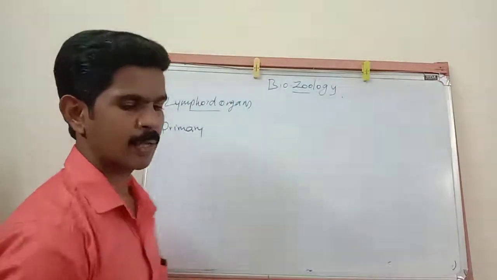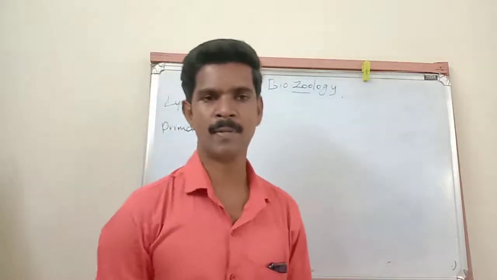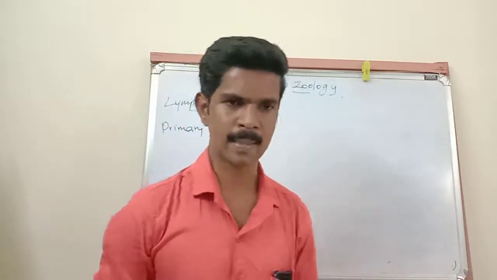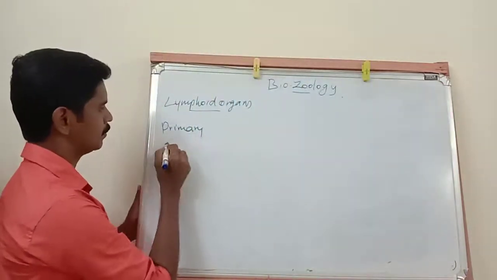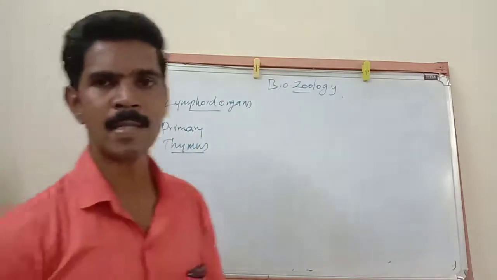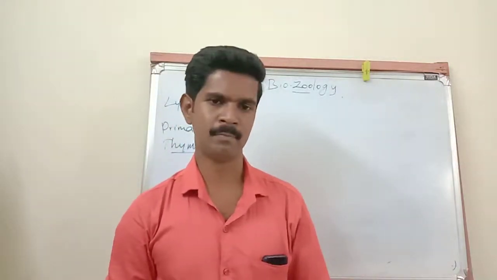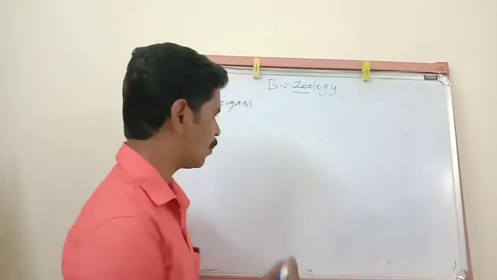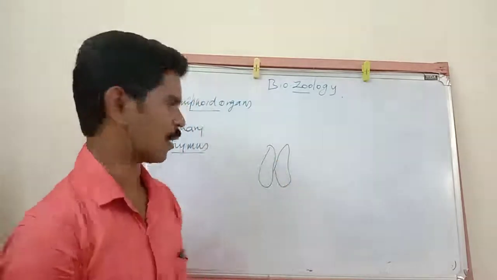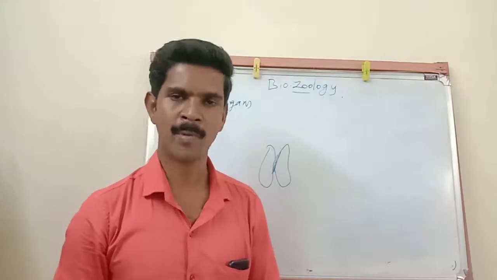Now we are going to study some examples of primary lymphoid organs. Primary lymphoid organs are otherwise called central lymphoid organs, already told you. The first primary lymphoid organ is thymus. Thymus is a flat organ and a bilobed organ. Bilobed means two lobes are present. So it is a very flat bilobed organ.